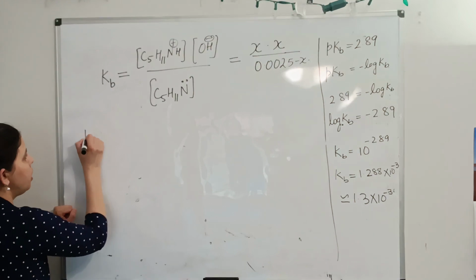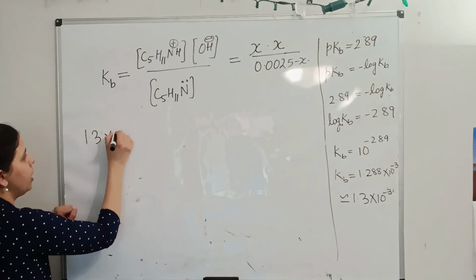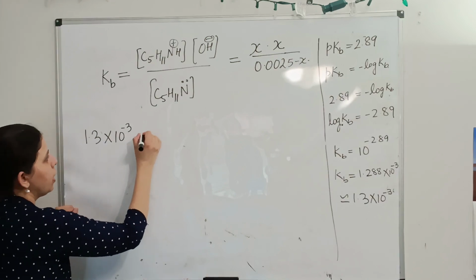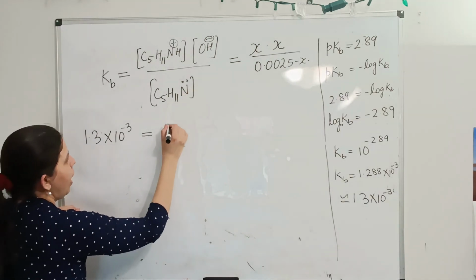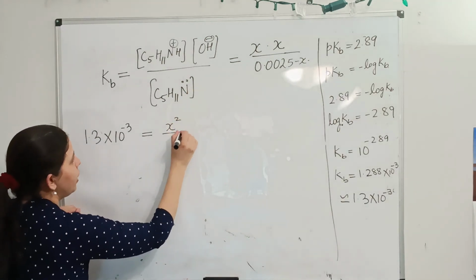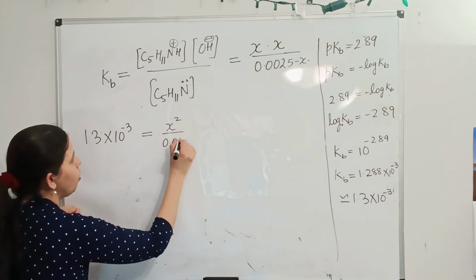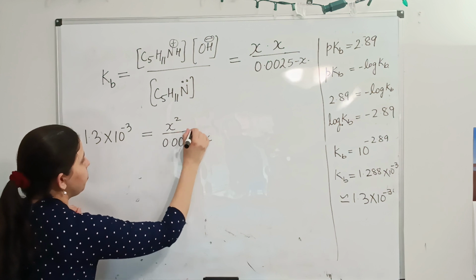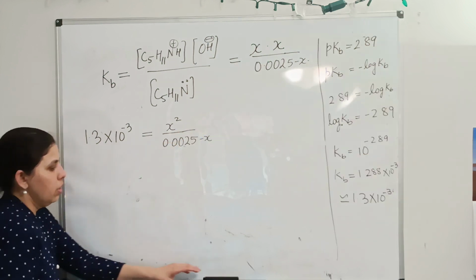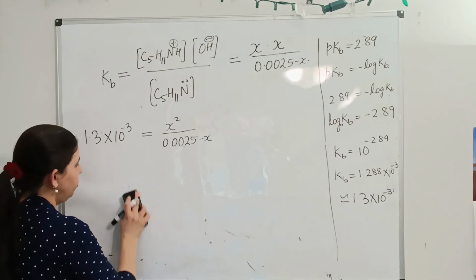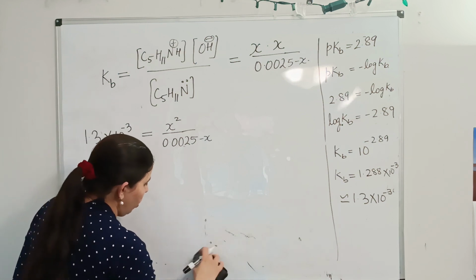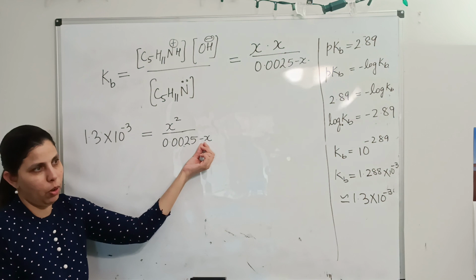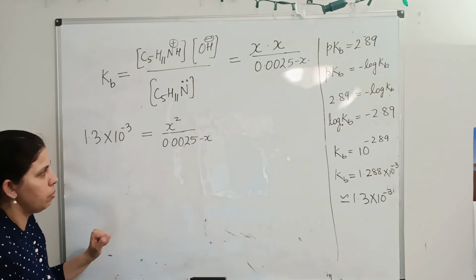So we will substitute the value: 1.3 times 10 raised to the power minus 3 is equal to x square divided by 0.0025 minus x. Fine. So now we will see if we can apply an approximation that x is very small. We can apply this approximation.